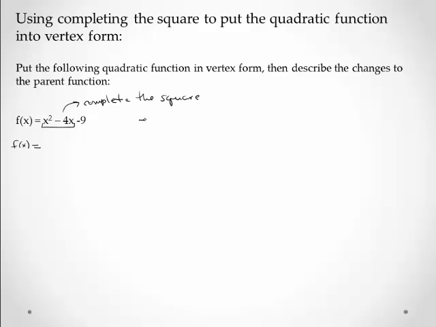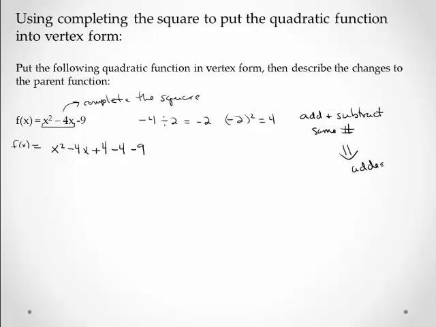So I'm going to take -4 and divide it by 2, and that's going to give me -2. And then I'm going to take -2 and square it, and it's going to give me 4. Now I'm going to add 4, but then I also have to subtract 4. And the reason I do that is because I have to add and subtract the same number, because that's the same thing as adding 0. And if I add 0, I didn't change anything. So I always have to add and subtract the same number.